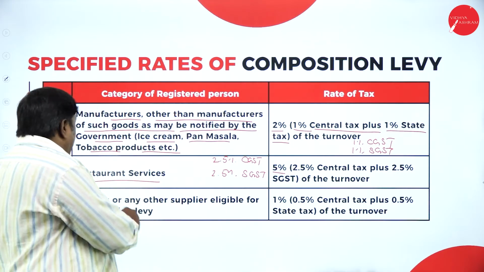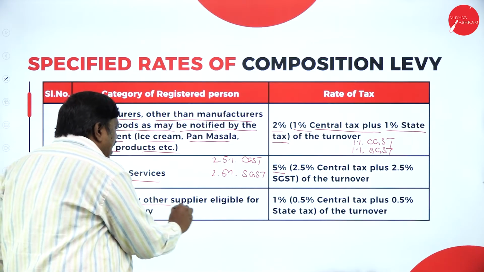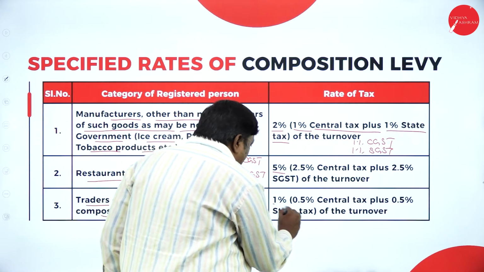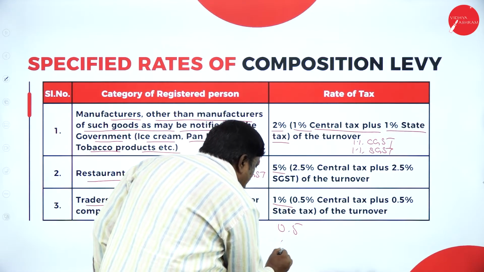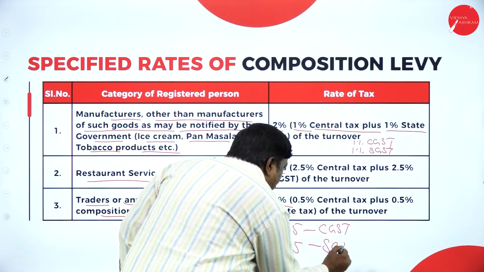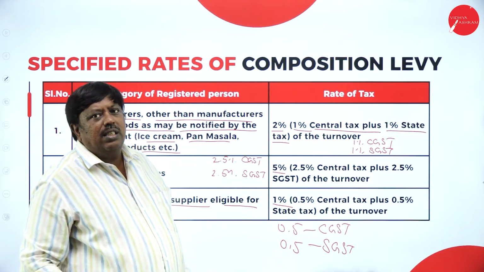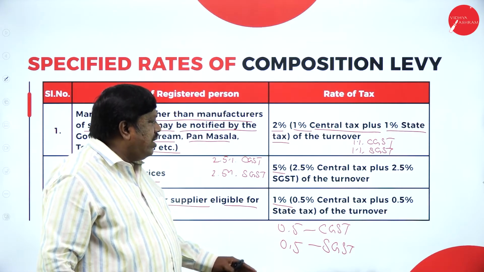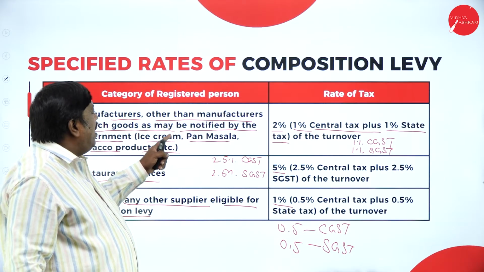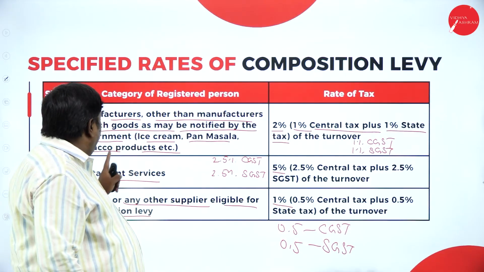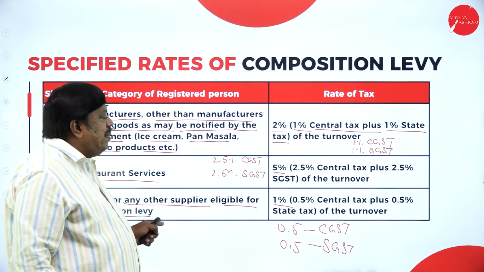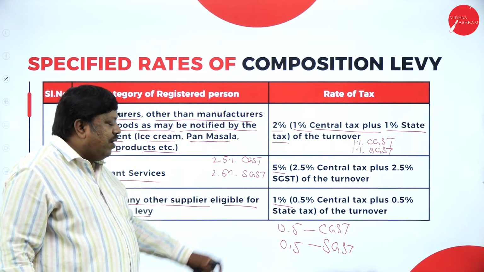And next, traders or any other supplier eligible for composition levy: here it is 1%. 1% means 0.5% and 0.5%, for CGST and SGST. The 1% is split into two, goods and services tax, that is central and state. This is how the rates of tax are applied: for manufacturers not notified by the government, 2%; restaurant services, 5%; and traders or any other suppliers eligible for the composition scheme, 1%.